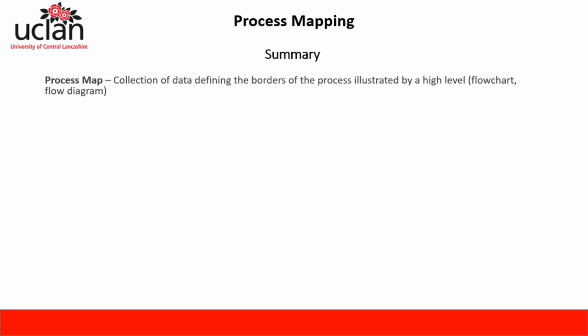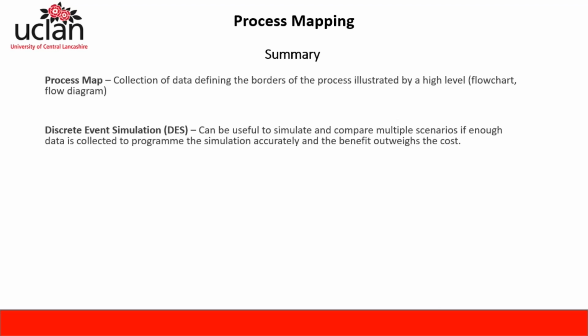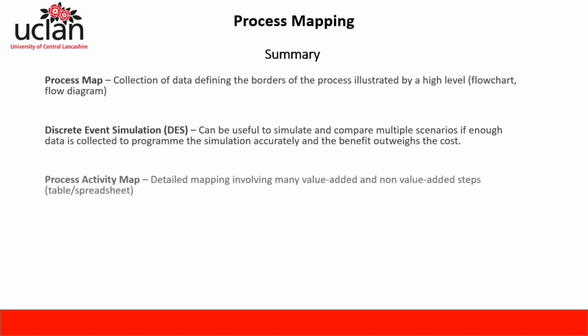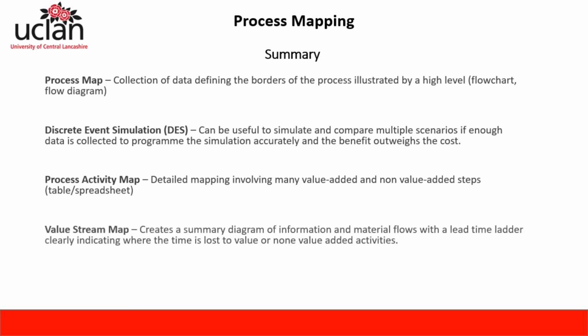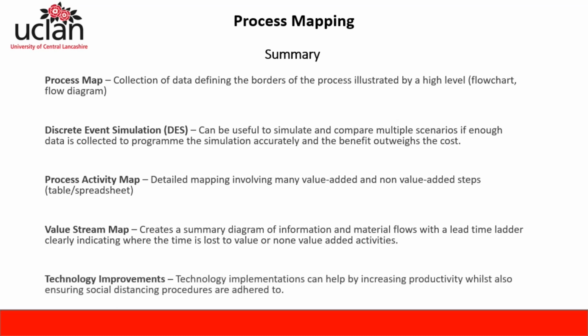So in summary, a process map is a collection of data defining the borders of the process, illustrated by a high-level flowchart diagram. You then have discrete event simulation, which can be useful to simulate and compare multiple scenarios if enough data is collected to program the simulation accurately and the benefit outweighs the cost. And then a process activity map is a detailed mapping involving many value-added and non-value-added steps, which could be a table or a spreadsheet. And then a value stream map creates a summary diagram of the information and material flows within the lead time ladder, clearly indicating where the time is lost to value or non-value added activities. And finally, some technology improvements, which we've just seen, can be implemented to help increase productivity whilst also ensuring social distancing procedures are adhered to.